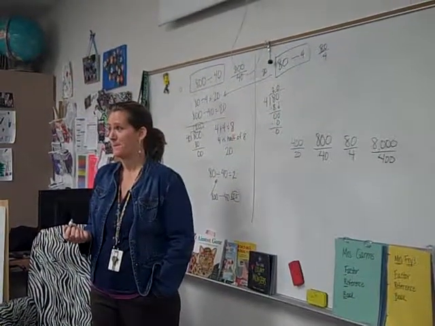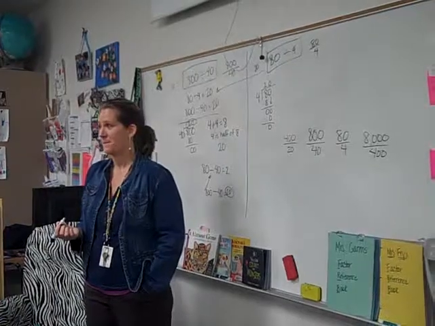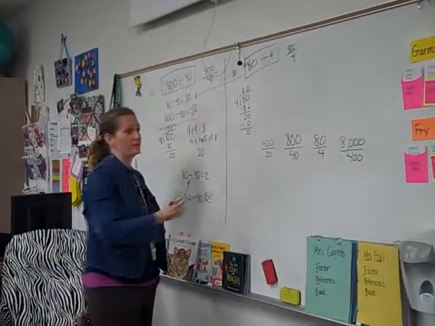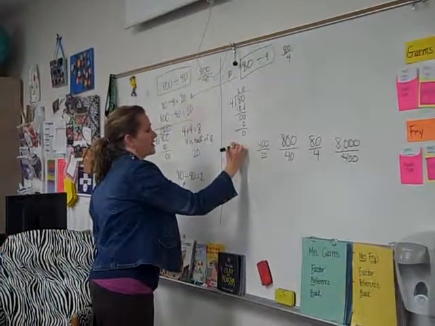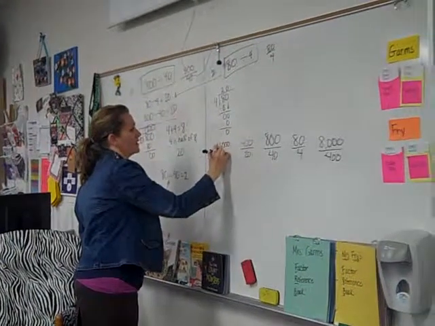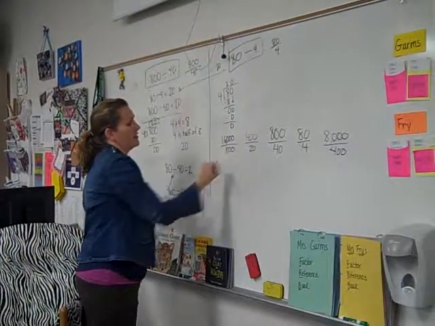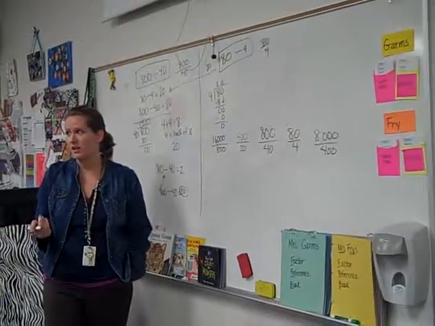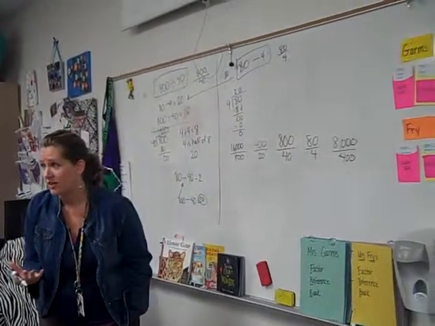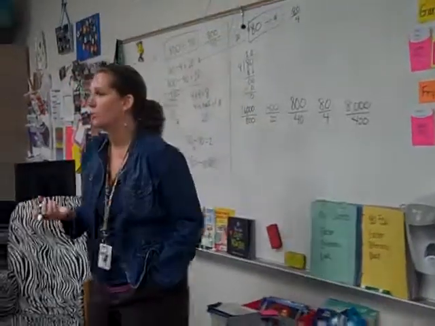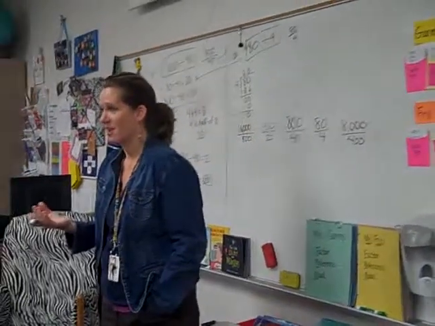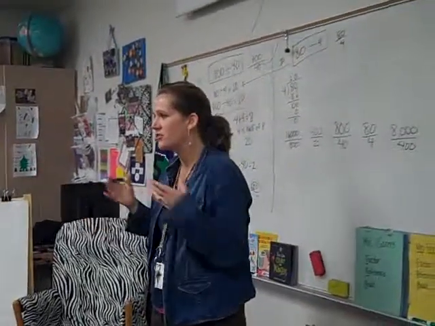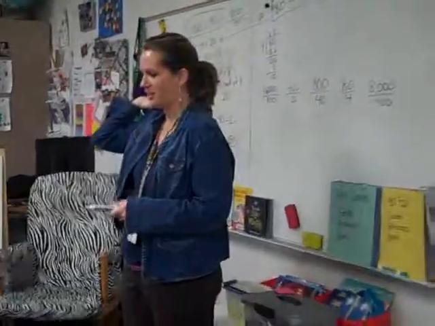Adam. I don't think this is right, but 16,000 over 800. Do we agree? So all of these fractions are what? Equivalent? Very good. So we're using proportions to help us figure out division. Can you imagine fractions and division? Give yourself a huge pat on the back. Nice thinking, friends.